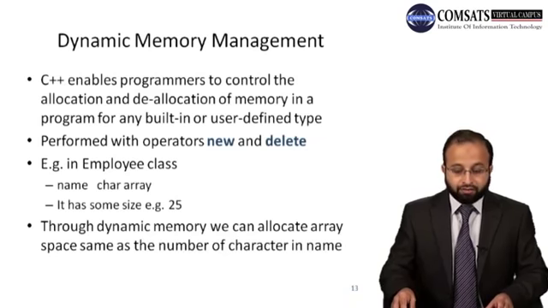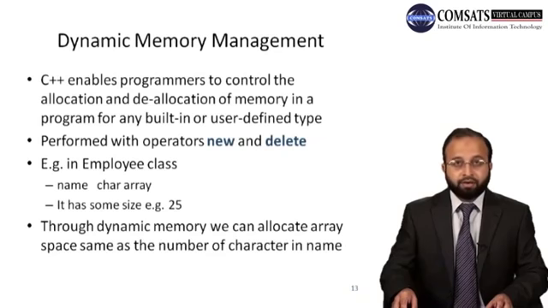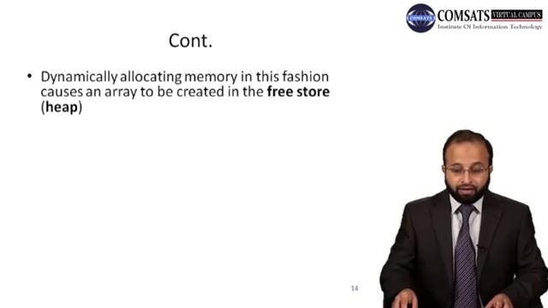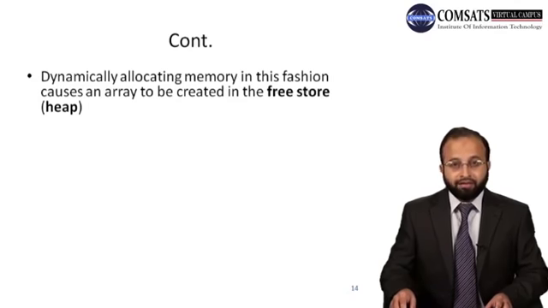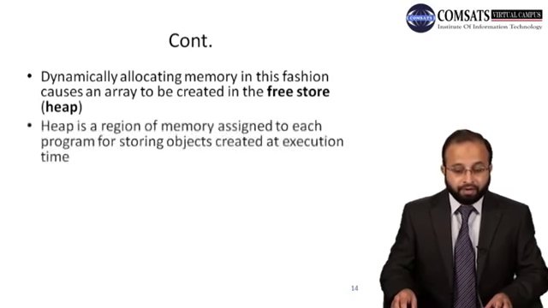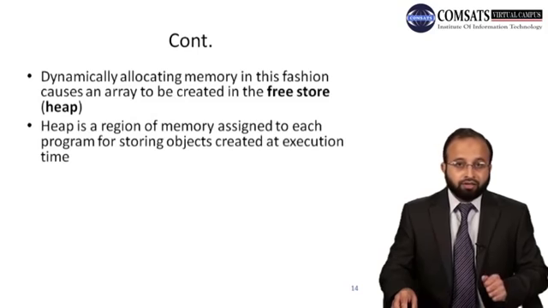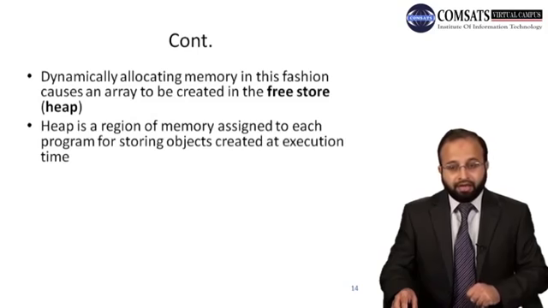So to avoid this kind of situation, we can use dynamic memory allocation so that we can allocate array space same as the number of characters present in the name. So dynamically allocating memory in this fashion causes an array to be created in the free store that is called heap. So जो भी memory allocate होगी वो RAM में एक special area है heap, that is called free store, वहाँ पर create होगी. Heap is a region of memory assigned to each program for storing objects created at execution time. So जो भी during the execution object create होंगे वो heap area में create होंगे.